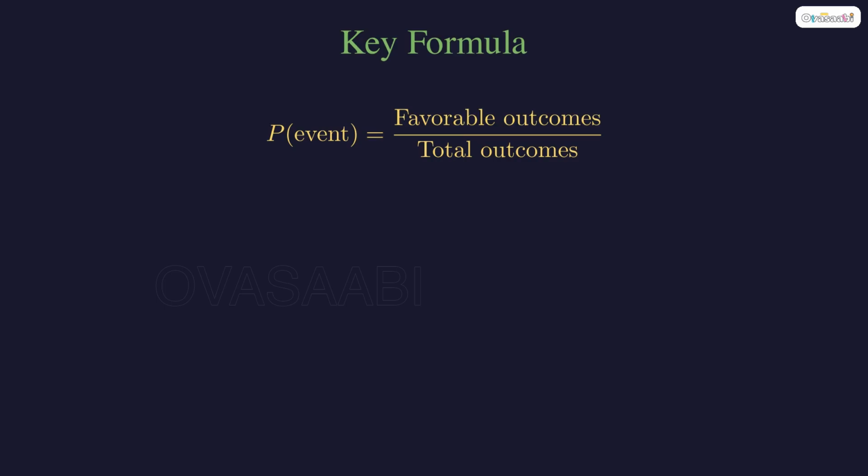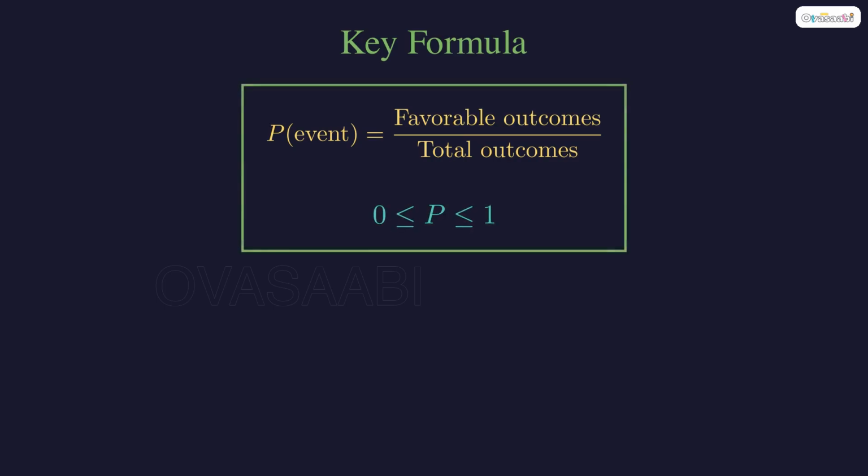Remember, probability equals favorable divided by total. It's always between 0 and 1. If your answer is greater than 1, check your work.